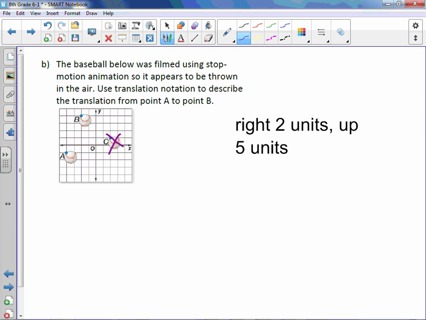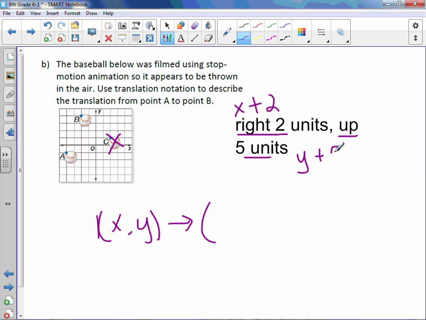So now using proper translation notation, we take our xy coordinate and show the transformation arrow. Now if I'm going right, that means positive 2 to my x value. Okay. And if I'm going up 5, that means I added 5 to the y value. So it's x plus 2, comma, y plus 5.